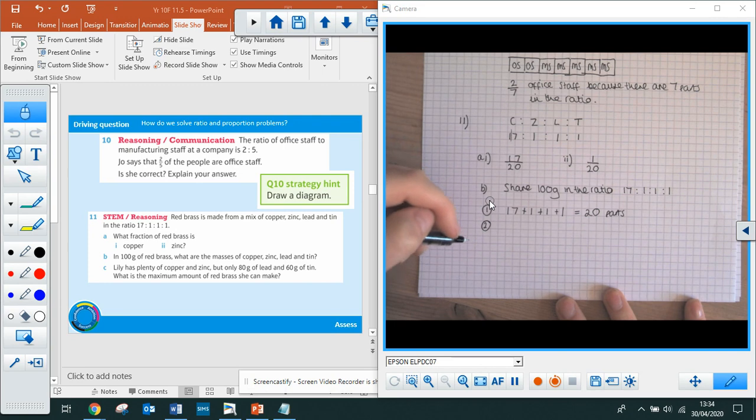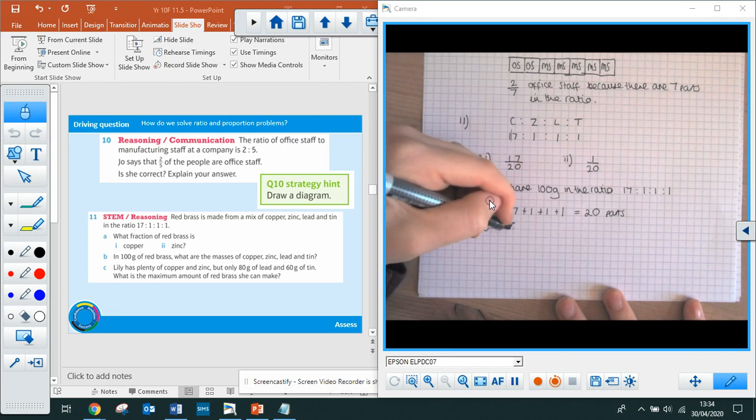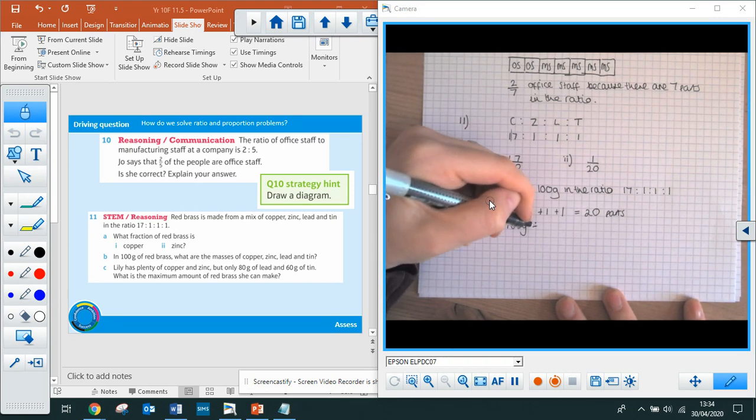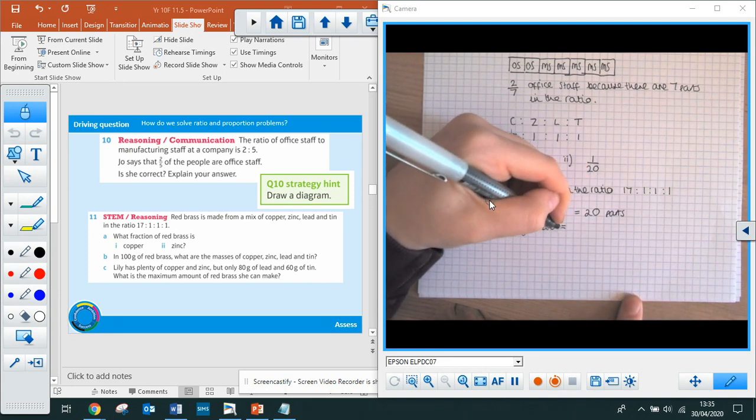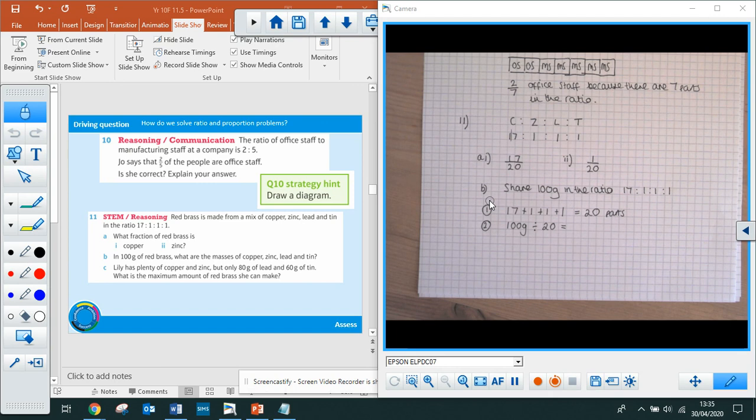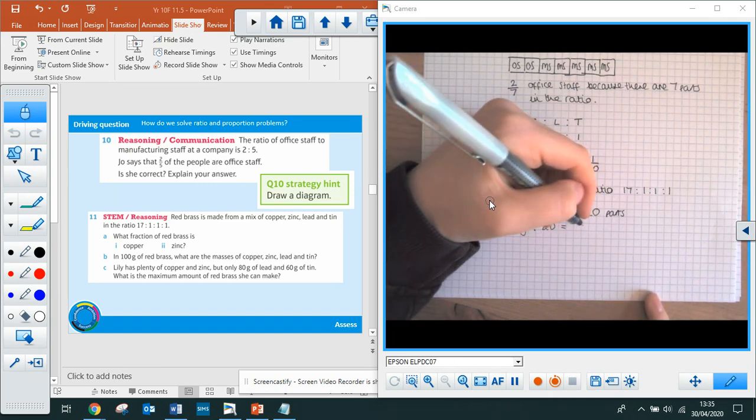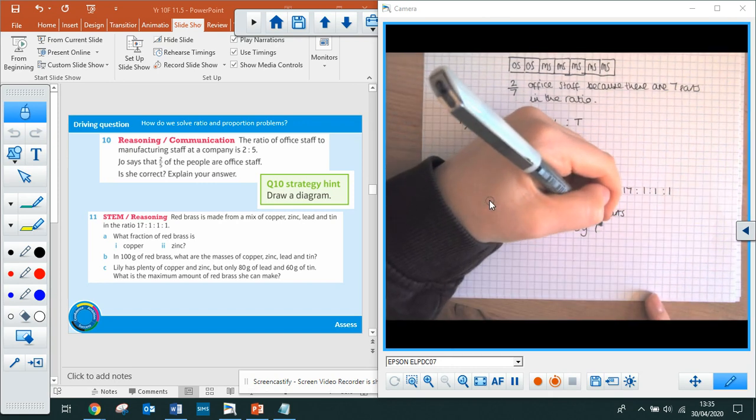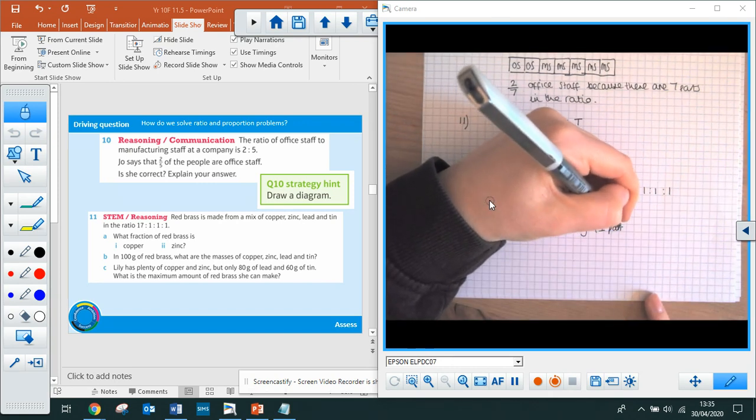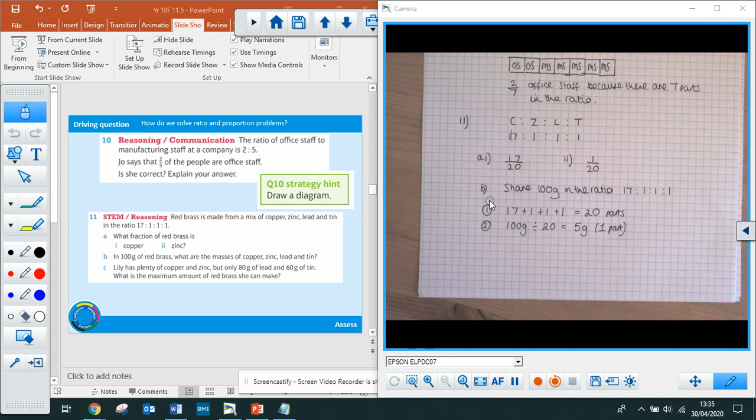Step 2, divide the amount you're sharing, which is 100 grams, by the total number of parts, which is 20. And that tells you your value of 1 part. Okay, 100 divided by 20 is 5 grams. And that is our value of 1 part. So 1 part of my ratio is worth 5 grams. Step 3, we just share it with our ratio.